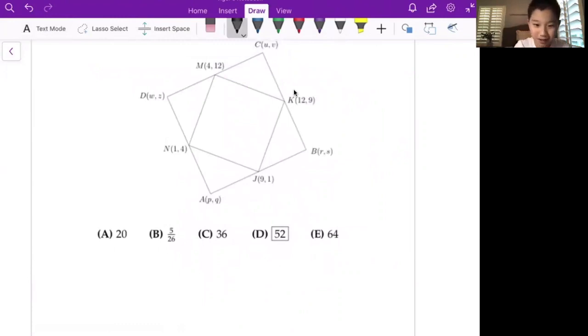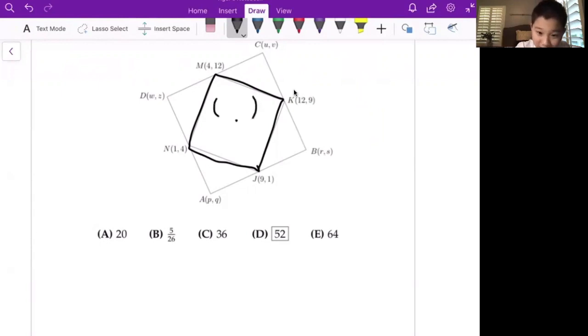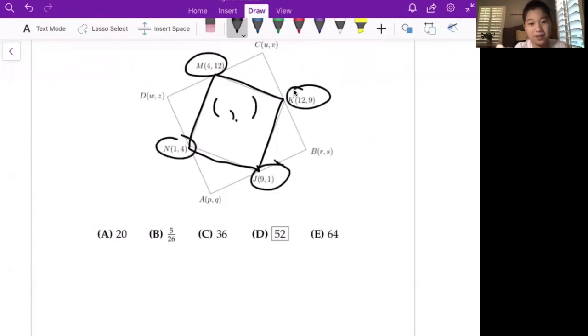So let's look at this diagram again. What would be the center of mass of NJKM? Well, it would be the center, right? Yeah, you know intuitively what the center is. So what if I told you that the x-coordinate of the center would just be the average of the x-coordinates of all the vertices, and the y-coordinate of the center would be the average of the y-coordinates of all the vertices? Would you be surprised? Well, I wouldn't.